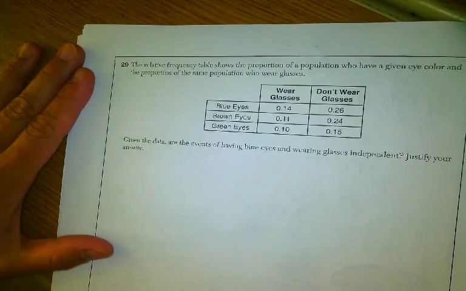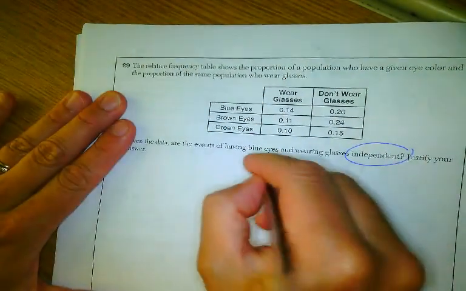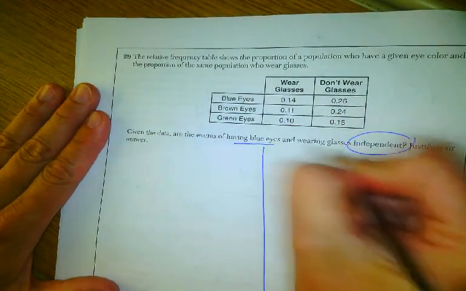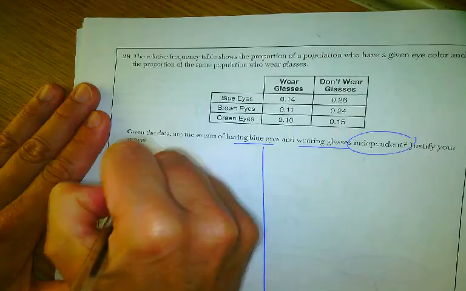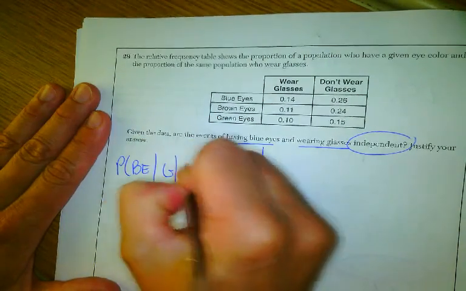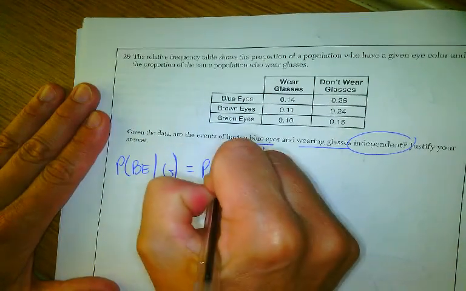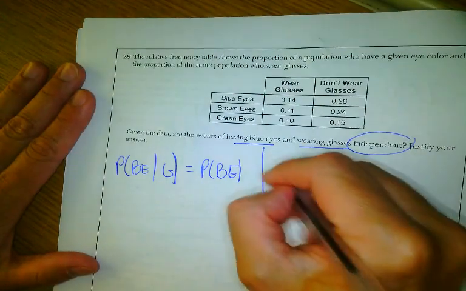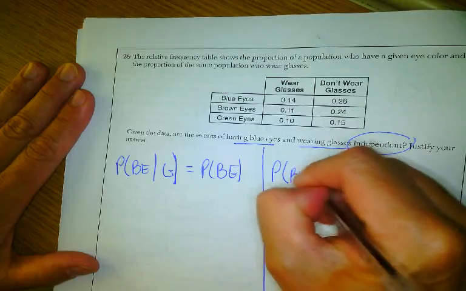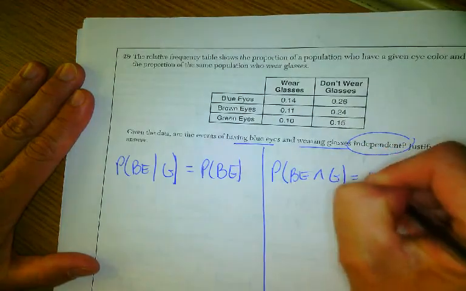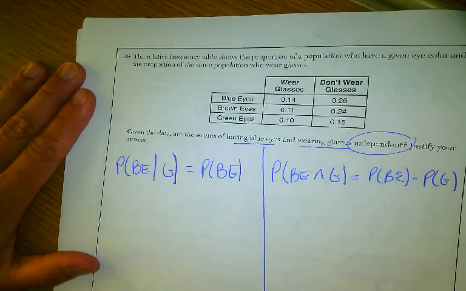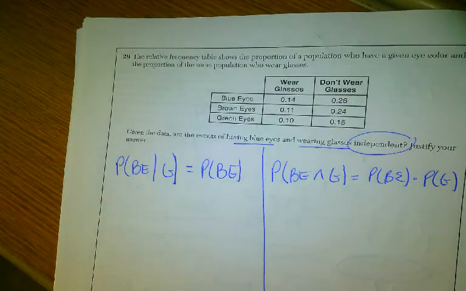All right, so we have a nice independent question. I'm going to go over both ways because we should know these forwards and backwards. I'm comparing blue eyes to glasses. So the probability of blue eyes given glasses is equal to the probability of blue eyes. Okay, so that's way one. Way two is the probability of blue eyes and glasses is equal to the probability of blue eyes times the probability of glasses. Got to know both independent formulas. That was on our must-know sheet. Must know, must know, must know.